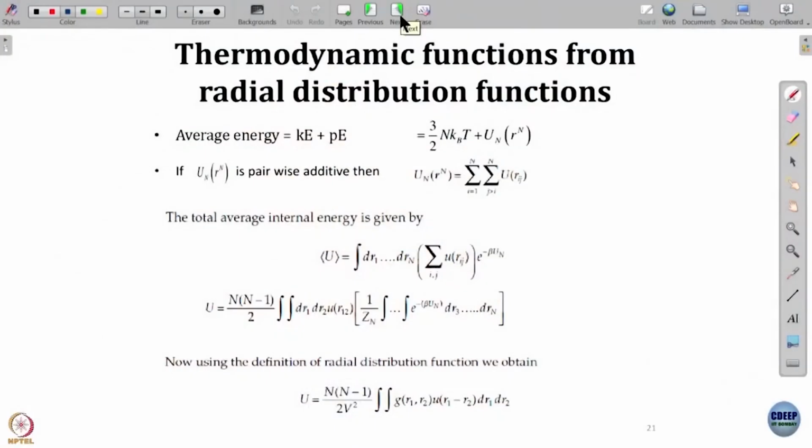Okay, we are done. One can get the thermodynamic functions from radial distribution functions, and we will continue that in the next class, a little bit of these radial distribution functions. So today we stop, and we will take up from here, and then tomorrow we will go to a very related topic, which is the theory of polymers. Okay.